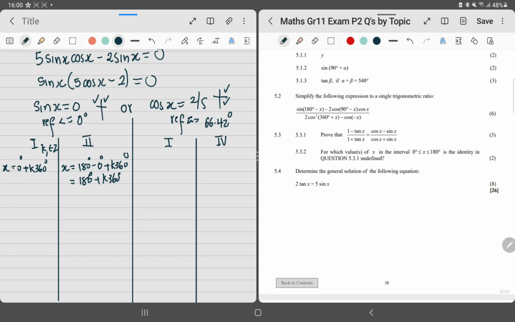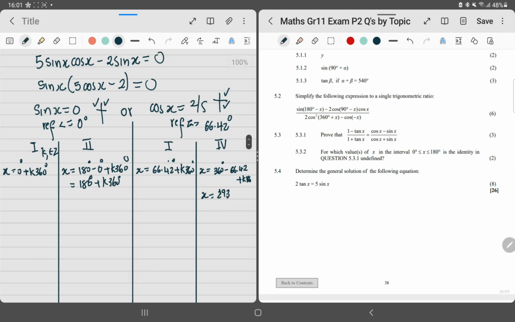For this side, in the first quadrant, x is going to be equal to 66.42 degrees plus k 360 degrees. In the fourth quadrant, x is equal to 360 degrees minus 66.42 plus k 360 degrees. So x is equal to 360 minus 66.42, I am getting 293.58 degrees plus k 360 degrees.